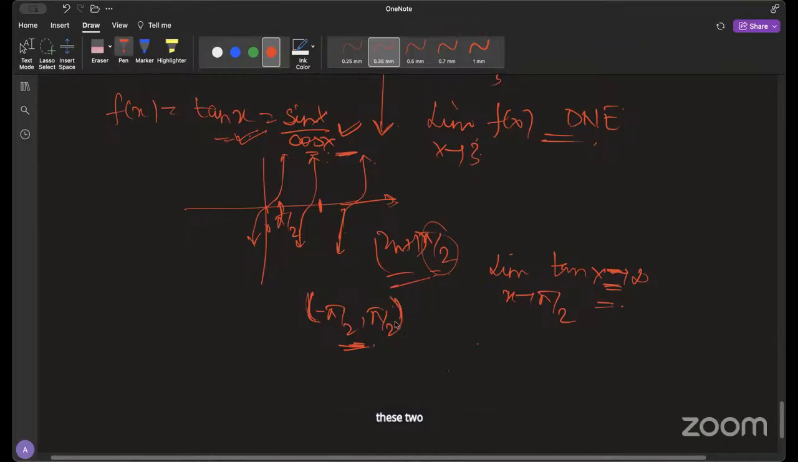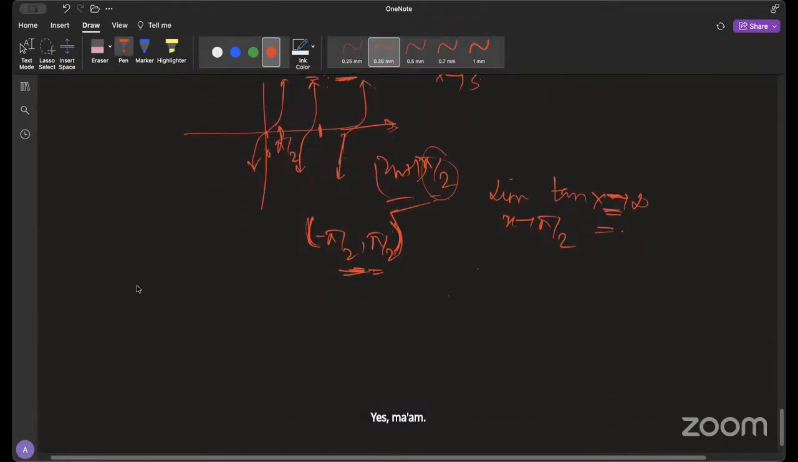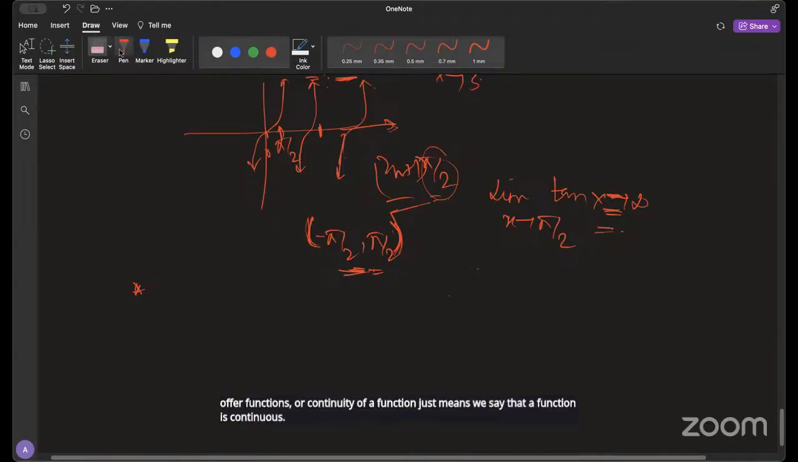These 2 points are not included. Is that okay? Yes, ma'am. Okay, and continuity at a point, and then we talk about continuity of a function. So continuity of a function just means we say that a function is continuous in general if it is continuous at every point in the domain.